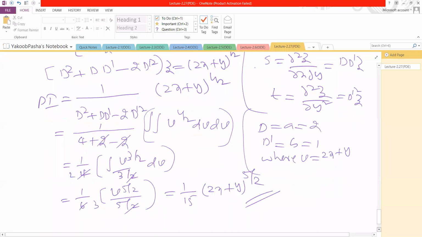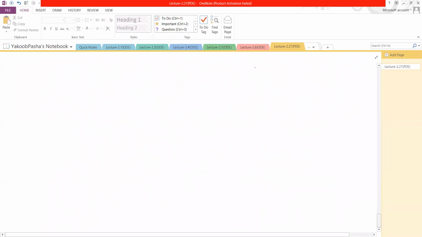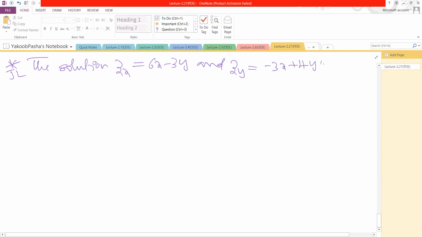Okay, now I'm taking another problem from APJL. The solution of zx = 6x − 3y and zy = −3x + 4y. These are the problem conditions.